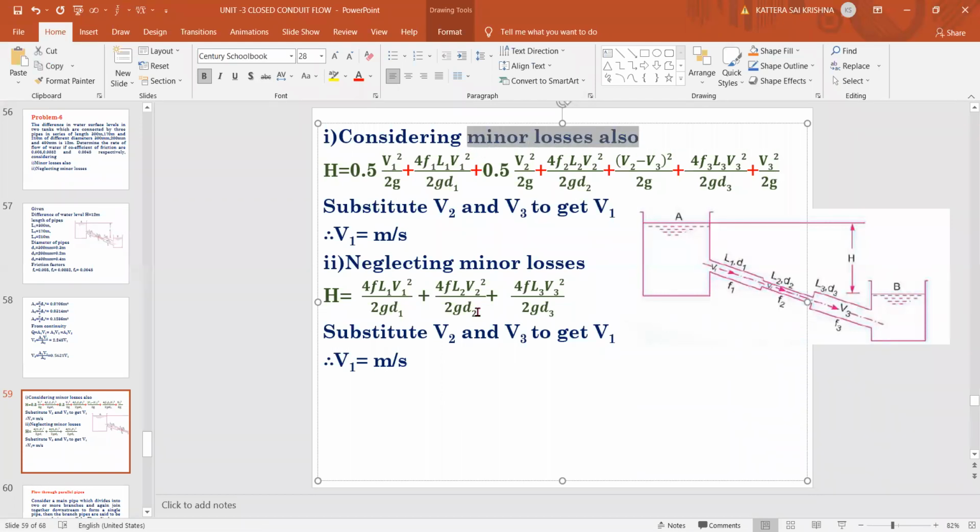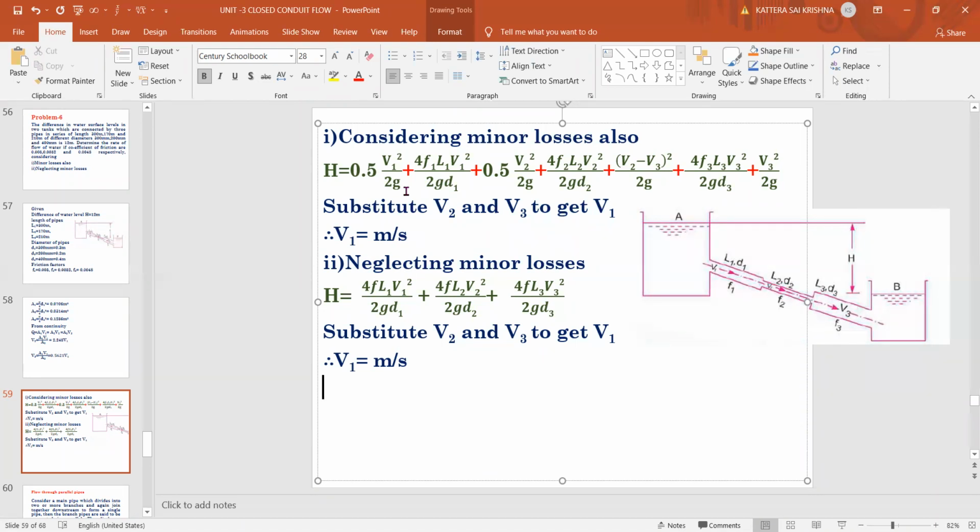Suppose in the second case, he is asking to take only the major losses, neglecting the minor losses. Major losses will always be friction loss. So one frictional loss in the first pipe, a second friction loss, and a third friction loss. Only the friction losses will come for calculating the H value. Any doubt here? Okay.